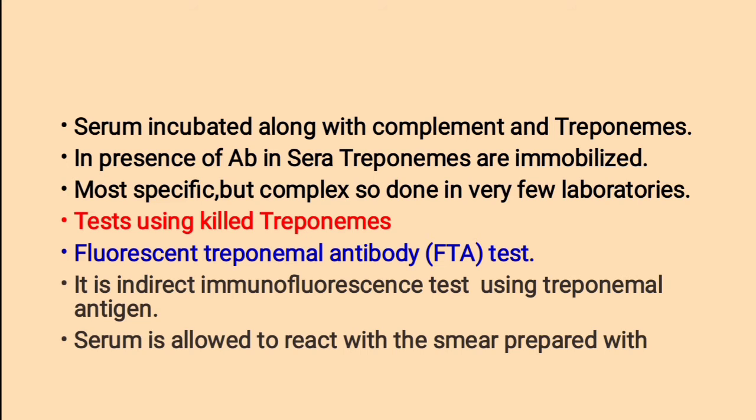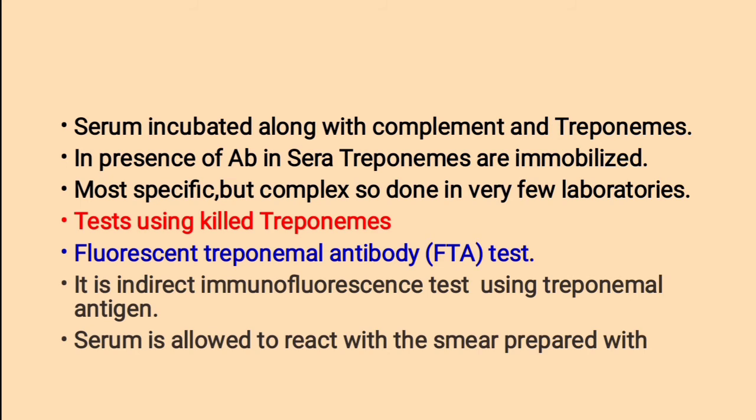Second one, tests using killed treponema. We formerly discussed tests using live treponema. Then second one, tests using killed treponema. What is the test? Fluorescent treponemal antibody test. It is an indirect immunofluorescent test using treponemal antigen.